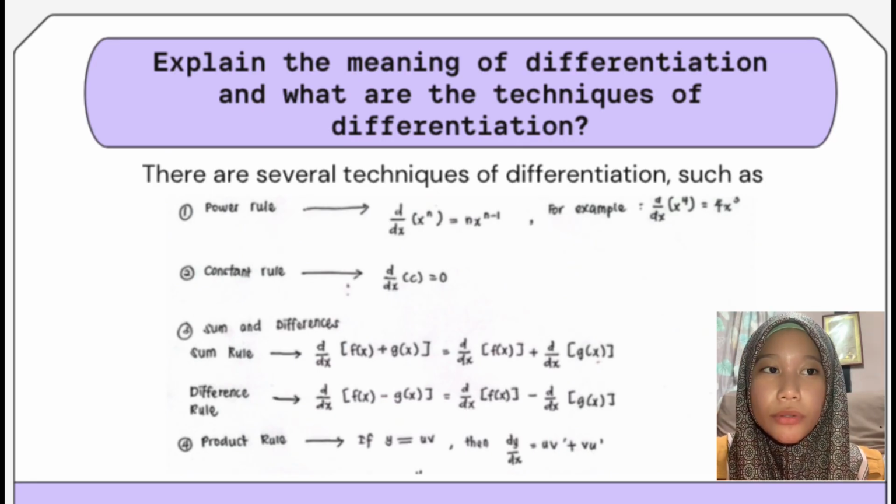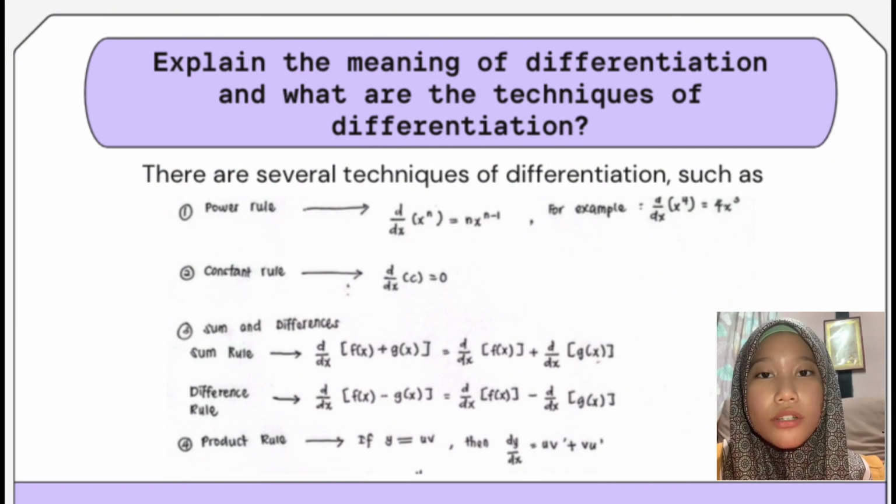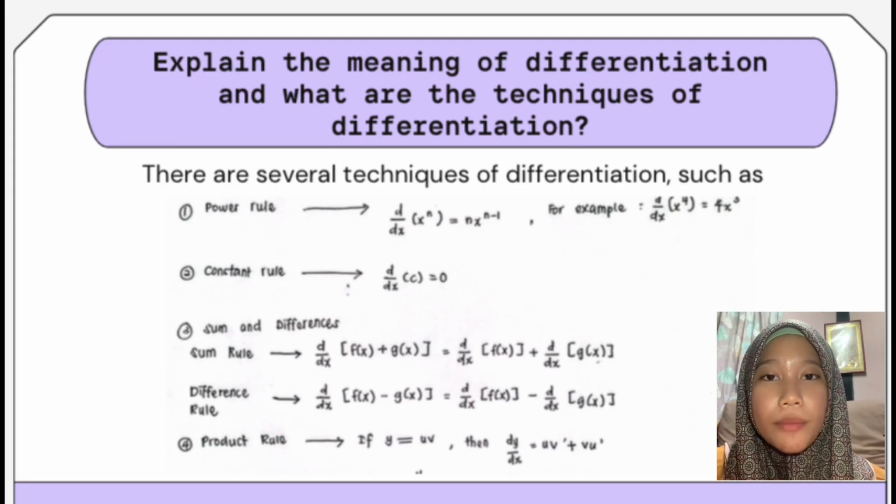Next, we have the constant rule. The formula is d over dx, c equals 0. Constants don't change, so the derivative is equal to 0. Furthermore, we have the sum and difference rules. We can divide it into two rules, which are the sum rule and the difference rule.